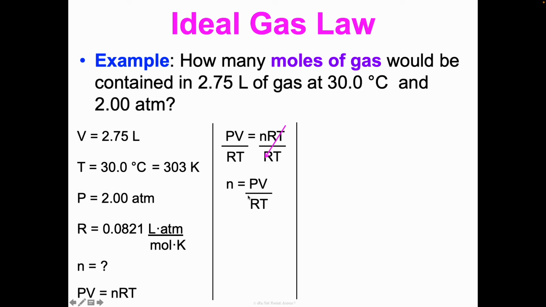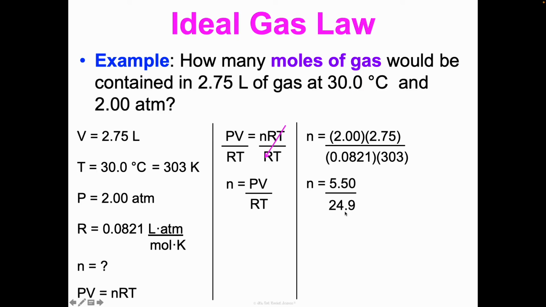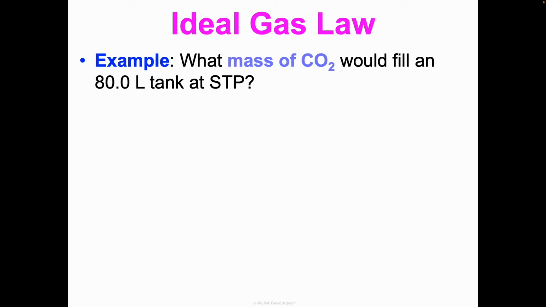Now, it's just a simple plug and chug. Pressure is 2.00, volume is 2.75, over R, which is 0.0821, and T, which is 303. Multiply across the top, multiply across the bottom, and then you divide, and you get 0.221 moles. All right, let's do one more example. What mass of carbon dioxide would fill an 80.0 liter tank at STP?